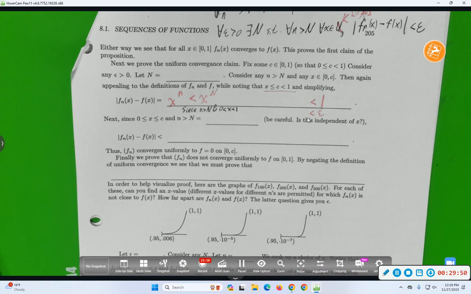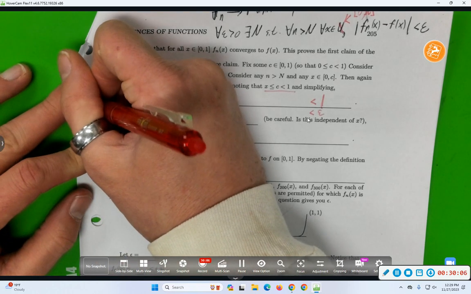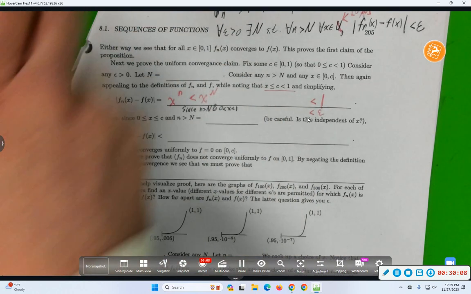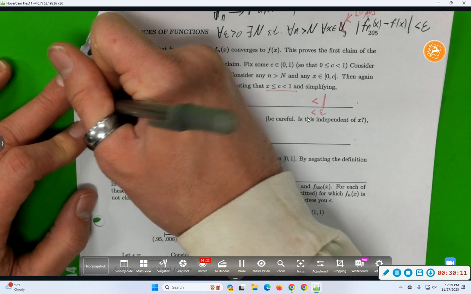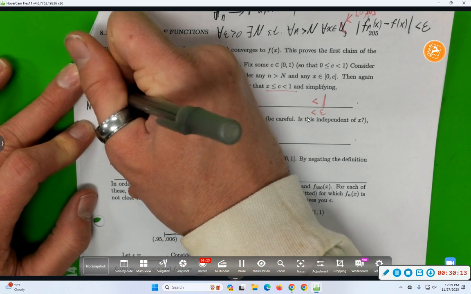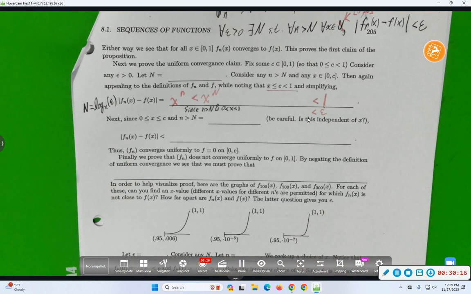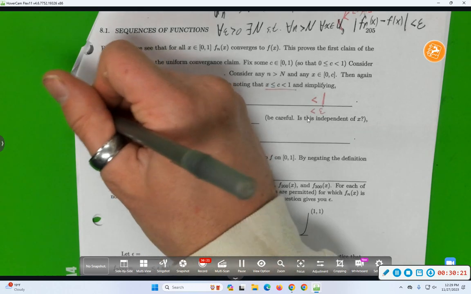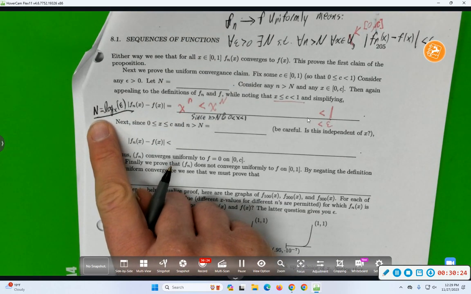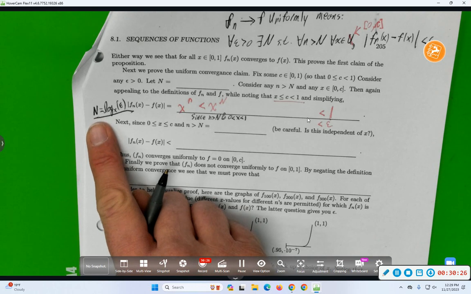Is that something I could set equal to epsilon and solve for big N? I could, right? In fact, that's exactly what we did in the previous step of the proof. So that would suggest that big N equals log base x of epsilon, right? Can we do something like c to the big N? Alright, so this is bad because that depends on x. The whole point of uniform stuff is to avoid this dependence on x.